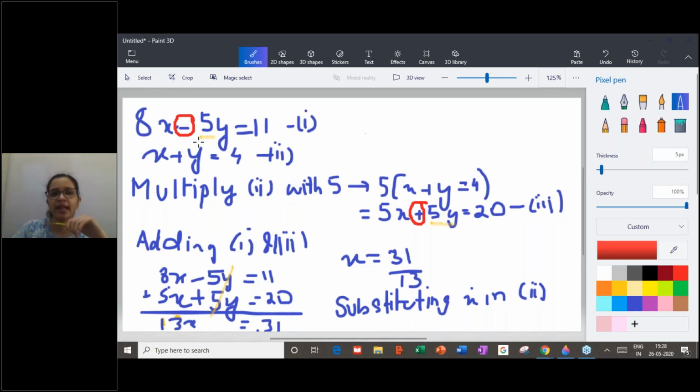In this case, what will happen if you multiply this equation, suppose you are trying to eliminate x? You multiply the second equation with 8. Correct? And then since the sign for x is same in both the equations, you will subtract. That's how you decide whether you add or subtract. Yes, yes, your answers are right. y is 21 by 13.